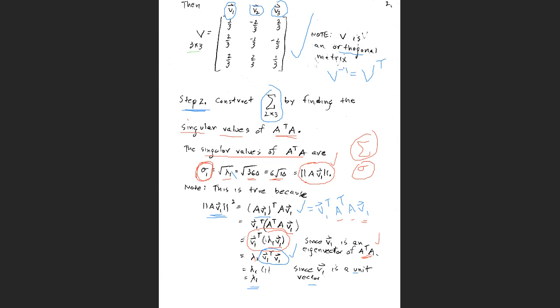So therefore, since the norm of AV1 squared equals lambda 1, if you take the square root of both sides of that, then the norm of AV1 is just going to equal the square root of lambda 1, but that just equals the first singular value, sigma 1. Okay? Are there any questions on this so far? I wanted to justify this statement here.